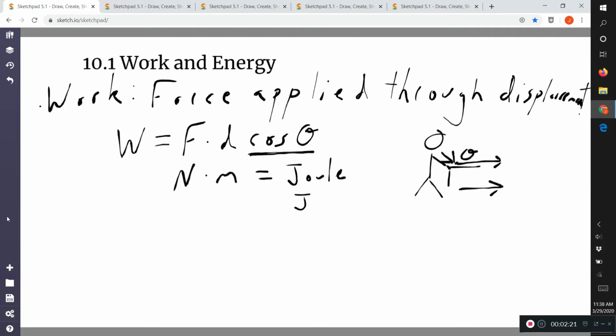Now before I move further, you might remember that torque also was measured in Newton meters. There's a fundamental difference between torque and work in terms of their units and their purpose. Work is force applied through displacement, whereas torque is force applied at a distance. Even though they are both measured in Newton meters, they are not equivalent.